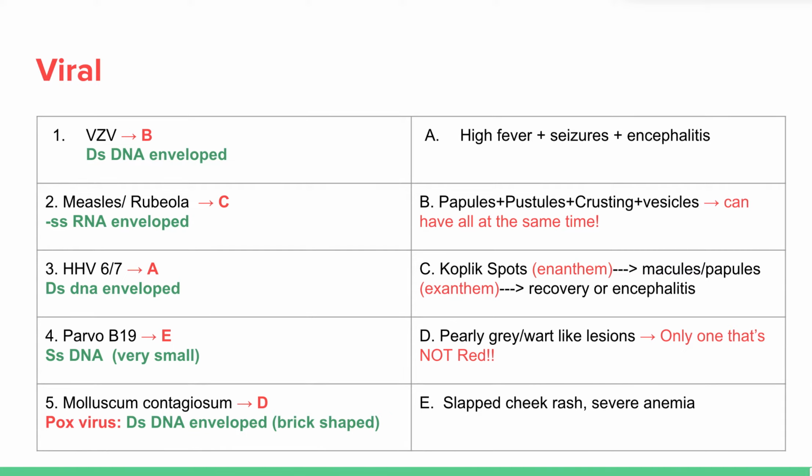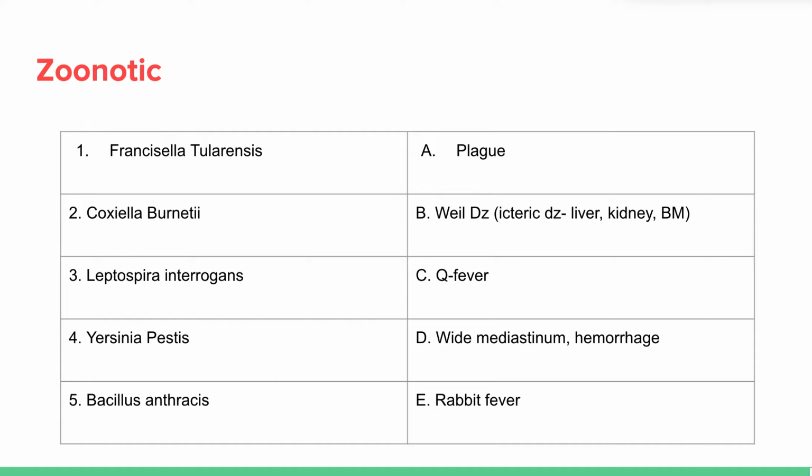Okay, moving on to some zoonotic infections. So pause and unpause when you're ready.